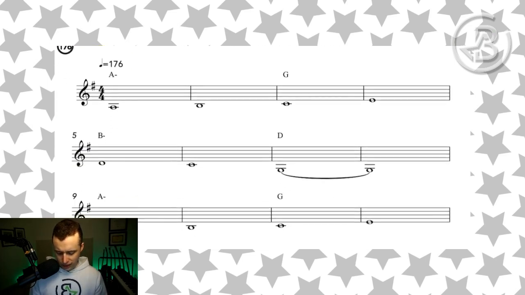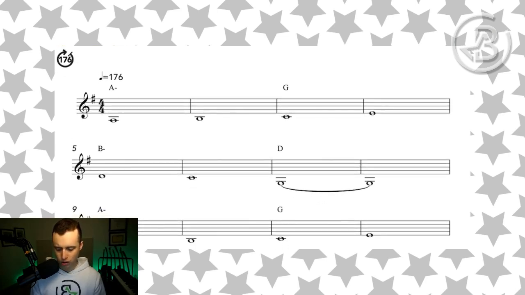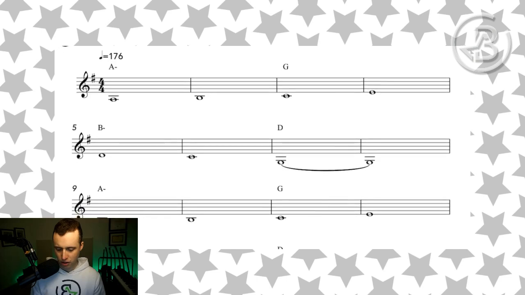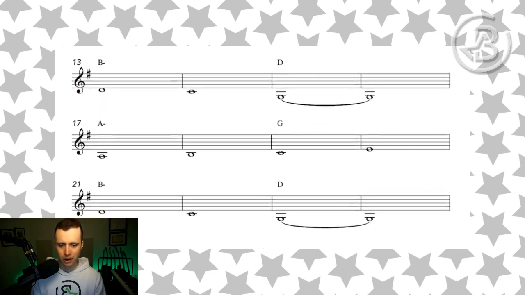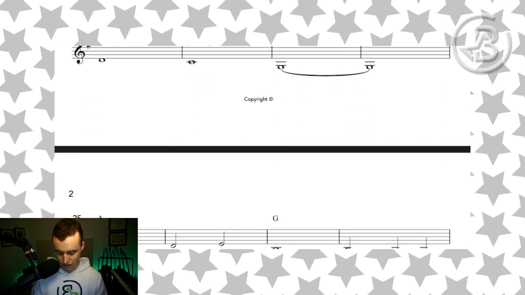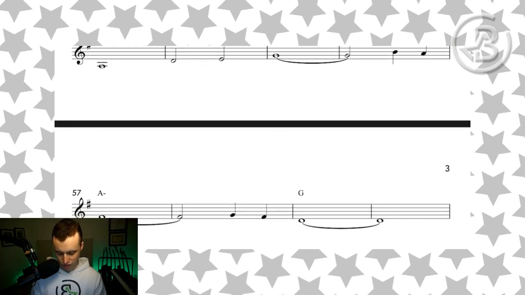Okay, so even just looking at this first page, we can see that there is a chord progression, and the chord progression is going A minor, G, B minor, D. We see that's repeated over and over again. We have A minor, G, B minor, D, A minor, G, B minor, D, A minor, G, B minor, D. This whole first page. And it actually continues on for the whole next page as well.